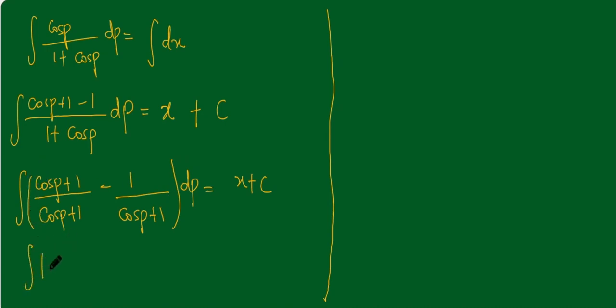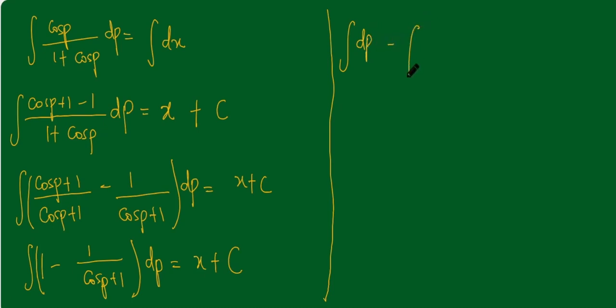So we have the integral of 1 minus 1 divided by cos p plus 1 with respect to p will be equal to x plus c, which is our arbitrary constant. So this becomes the integral of dp minus the integral of 1 divided by cos p plus 1 dp is equal to x plus c. On the left-hand side, we can evaluate this first integral easily, just as we did for the right-hand side of the equation. But the second integral is what we now need to focus on. So let's name this equation asterisk so we can refer to it much later on.